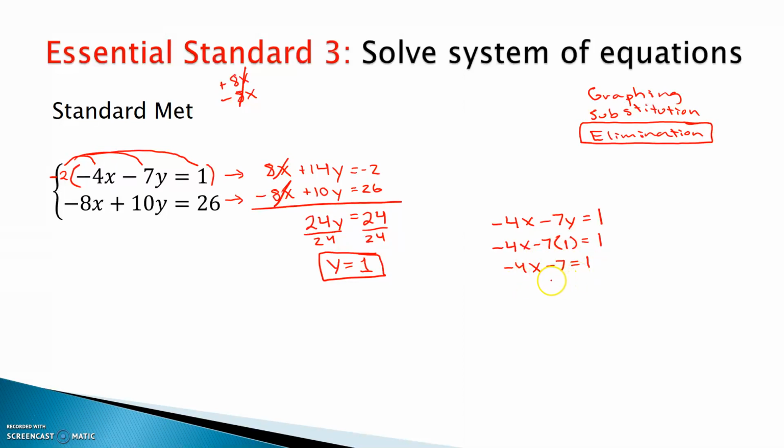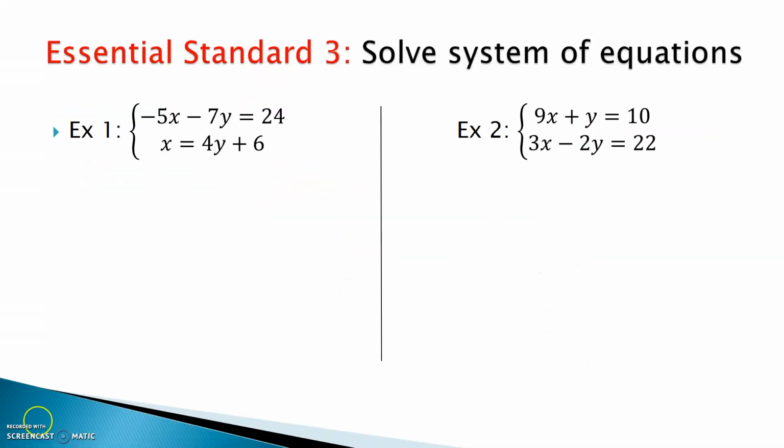Hey, this is a two-step equation. Let me add 7 to both sides. These cancel out. I get negative 4x is equal to 8. If I divide both sides by negative 4, I get x is equal to negative 2. Now my solution, of course, is x equals negative 2, y is equal to 1.